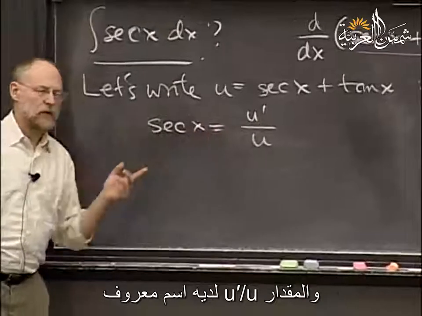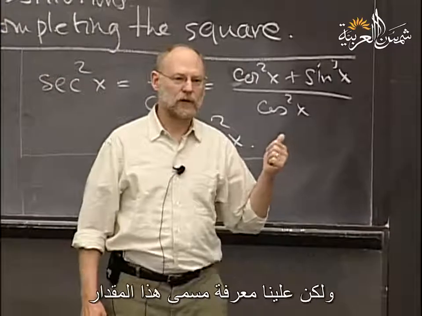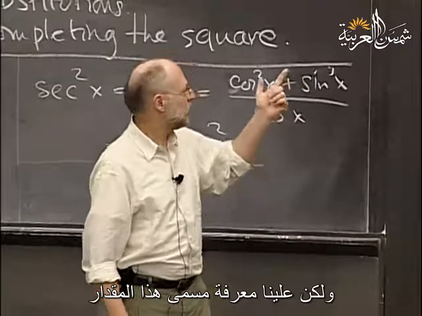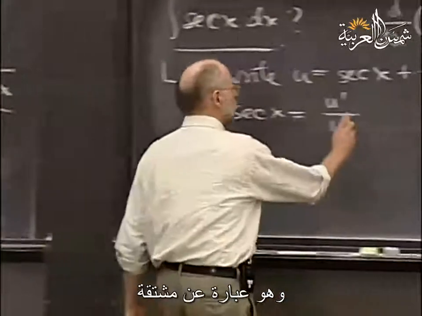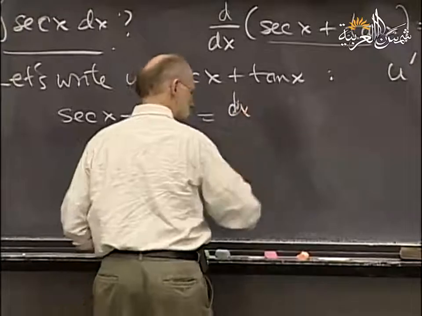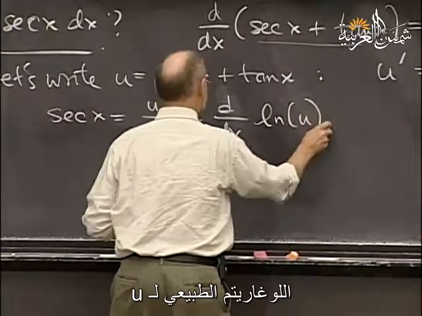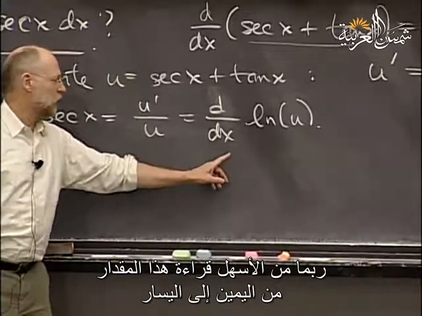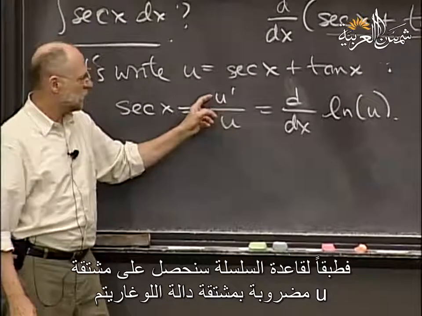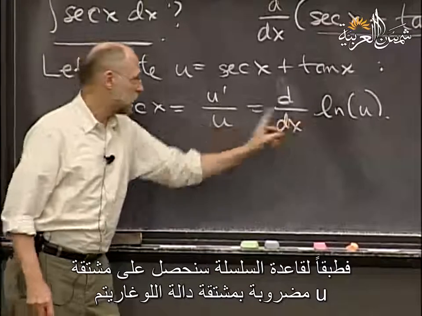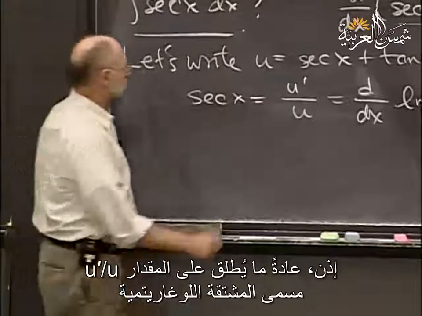U prime divided by u, that has a name. I'm not sure that Professor Jerison has used this in this class, but u prime over u, we've actually used something like that. It's on the board right now. It's a logarithmic derivative. It is the derivative of the natural logarithm of u. Maybe it's easier to read this from right to left. If I want to calculate the derivative of the logarithm, well, the chain rule says I get the derivative of u times the derivative of the log function, which is 1 over u. So often u prime over u is called the logarithmic derivative.